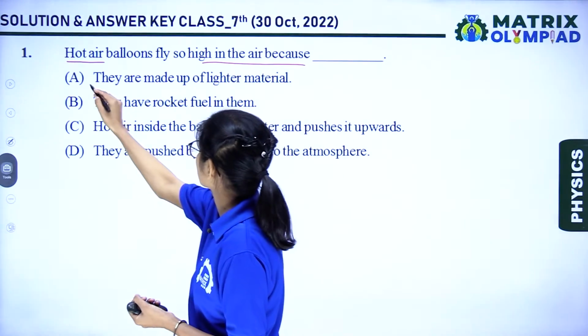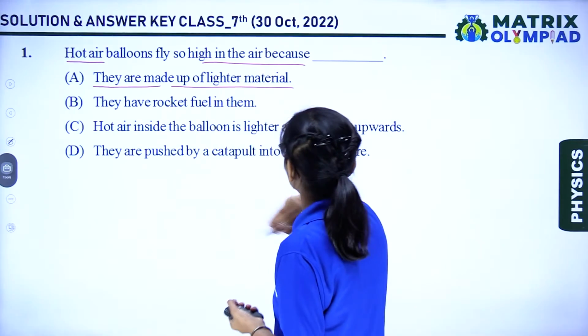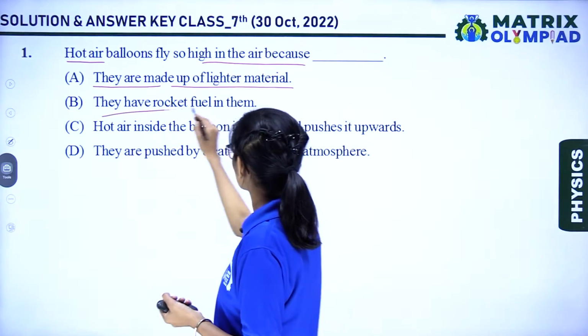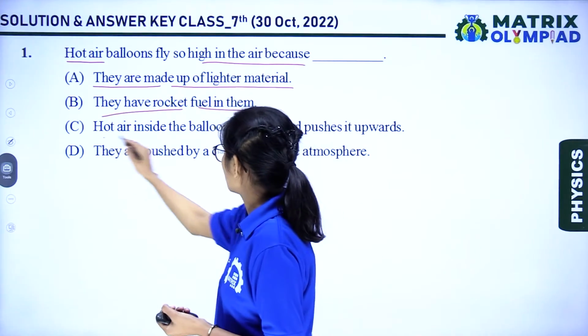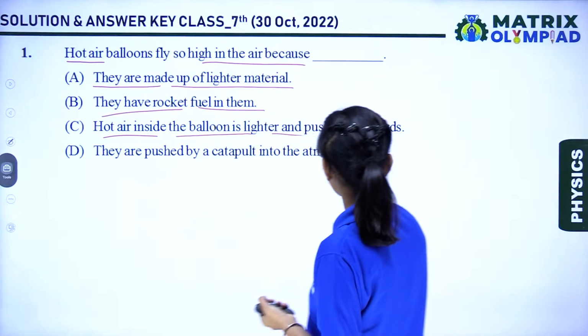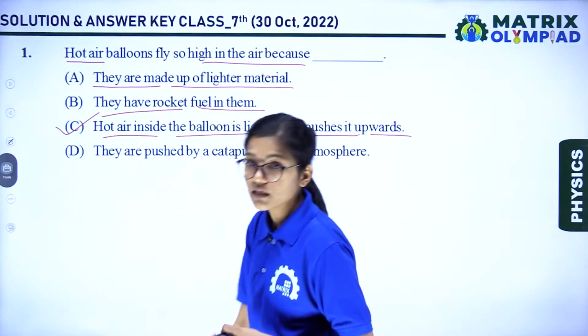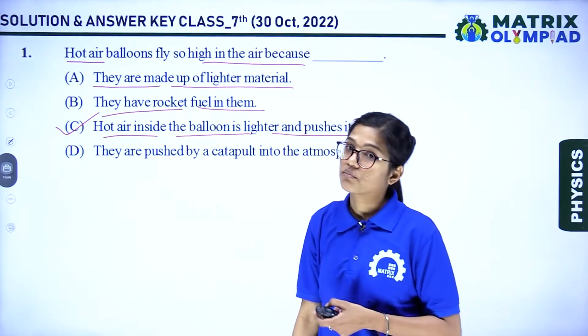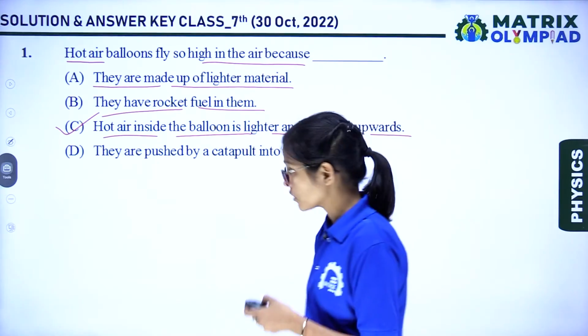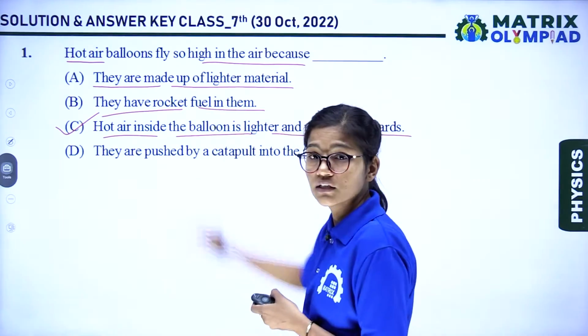So let's see the options one by one. They are made up of lighter material? No. They have rocket fuel in them? No. Hot air inside the balloon is lighter and pushes it upwards? Yes, because whenever the particles of gases get heated, they become lightweight. So for the first question, our answer will be option C.